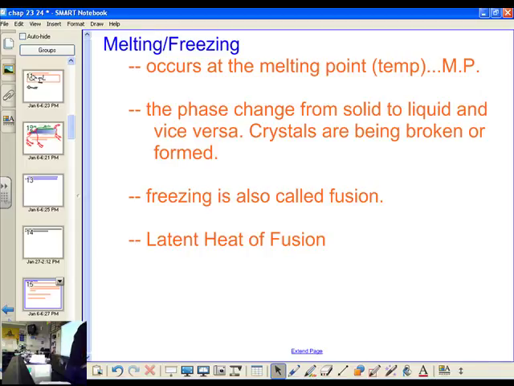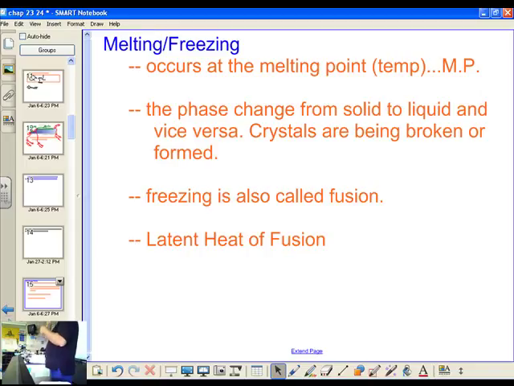Now, melting and freezing occur at the melting point, MP. The melting point is the temperature at which something freezes, becomes a solid, and it's the temperature at which it melts, becomes a liquid. We just call it the melting point. It doesn't matter what direction you're going. If you look it up in the Chemistry Handbook of Physics, it would say melting point. Both processes occur at that one. It's the phase change from solid to liquid and vice versa. Crystals are being broken or formed. In other words, when you melt something, the energy is breaking those bonds.